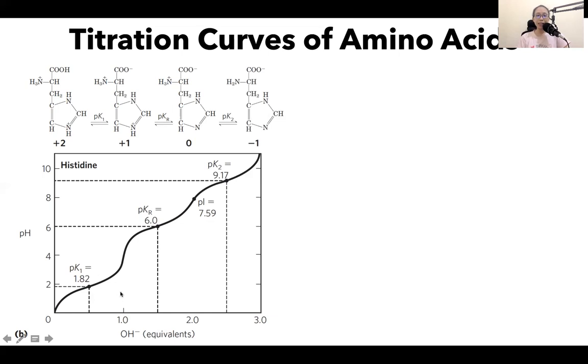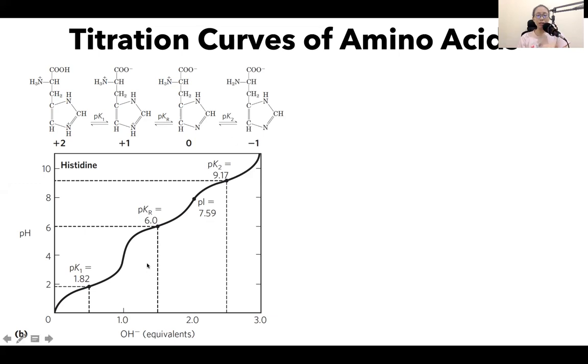This time, we see that the equivalence points are very distinct, unlike the one for glutamate. Because in glutamate, you have two carboxyl functional groups. So their pK values are very near each other. That is why we hardly see the equivalence point between the two pK values.